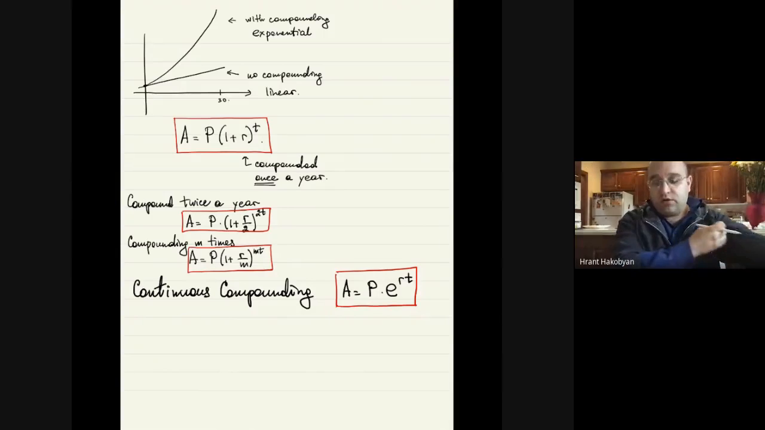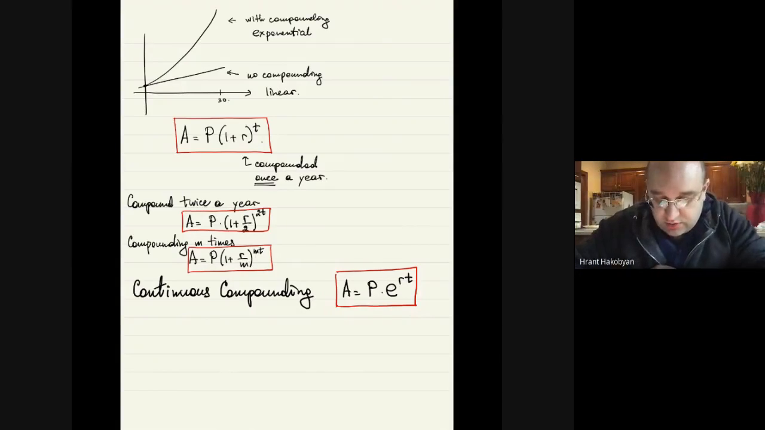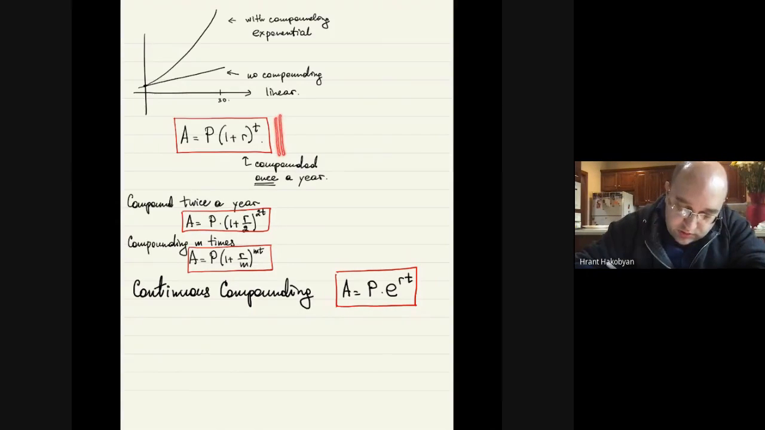I'm not going to talk much about how you get this, but just take it for granted that if you take this compounding formula, this one is for once a year, this is for m times a year. Now if you take more and more, so you have continuous compounding, you get this formula here, where again e is the usual exponential.